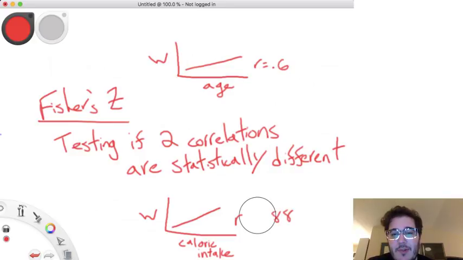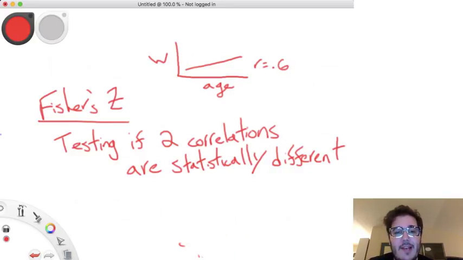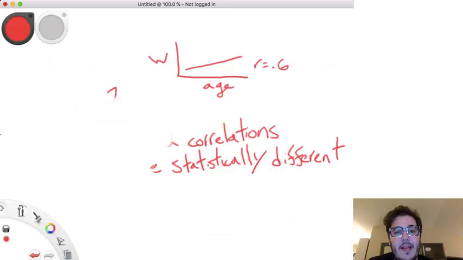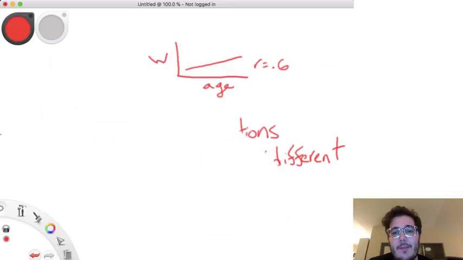And then conceptual ideas for paired samples t-test. It's very similar to independent samples t-test, except you have two groups that are related.